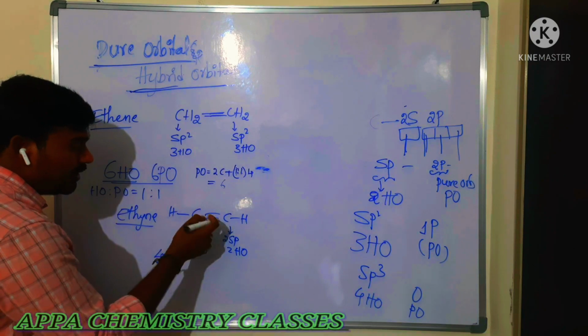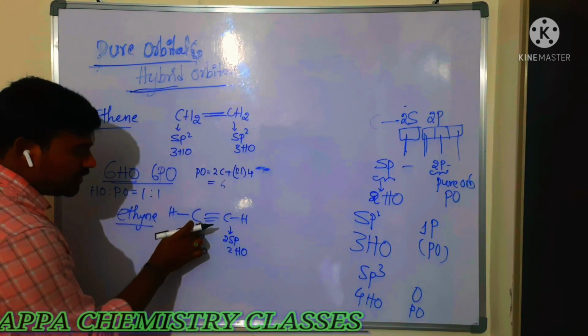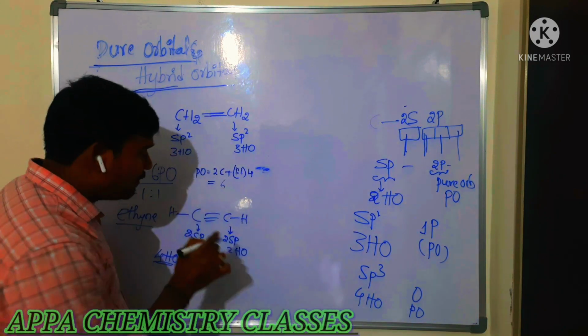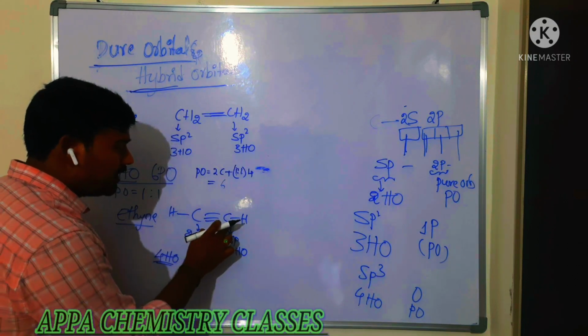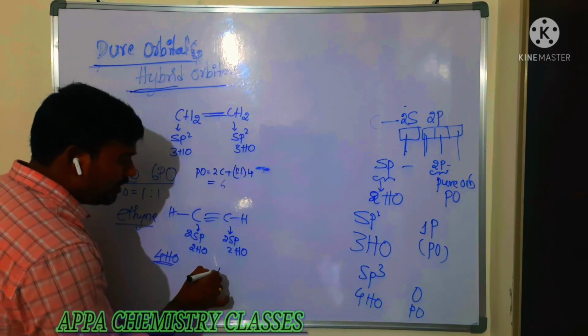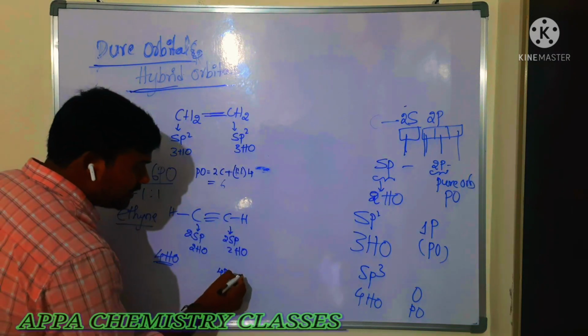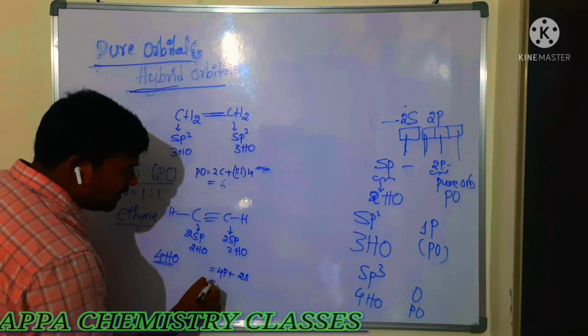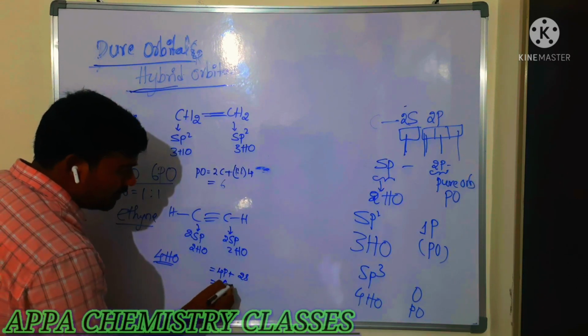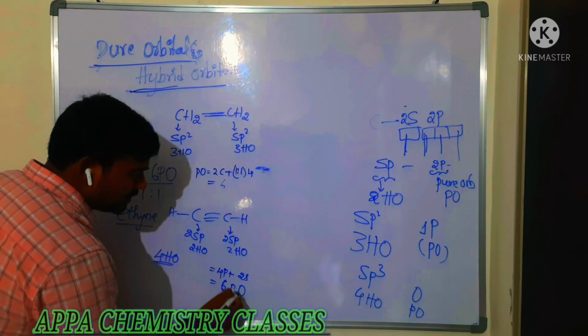So now how many pure orbitals are there? sp means 2 p orbitals are there in each carbon. Here 2p, here 2p. So total how many? 4 p orbitals. How many s? 1s, 1s, 2s. So total how many? 6 pure orbitals.